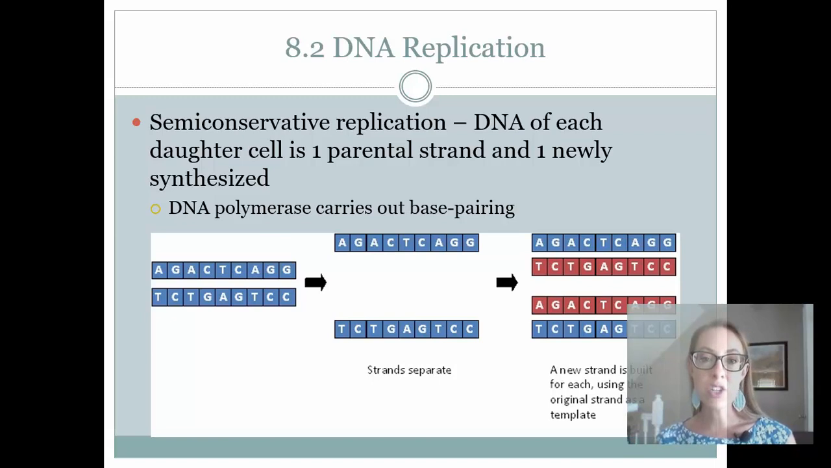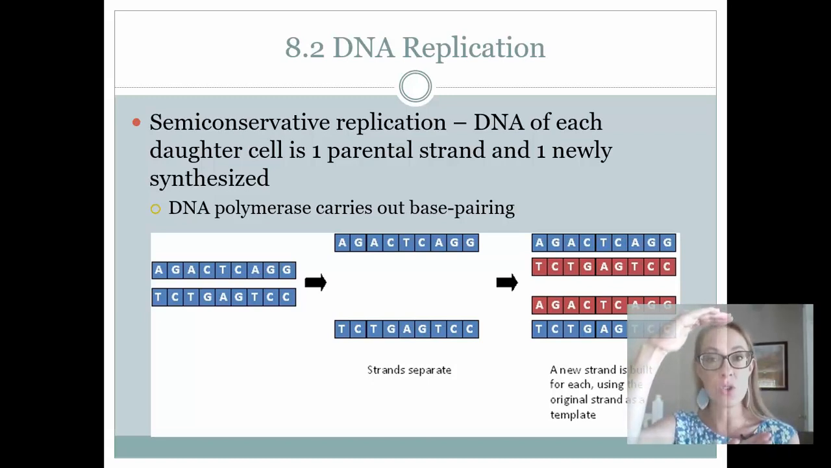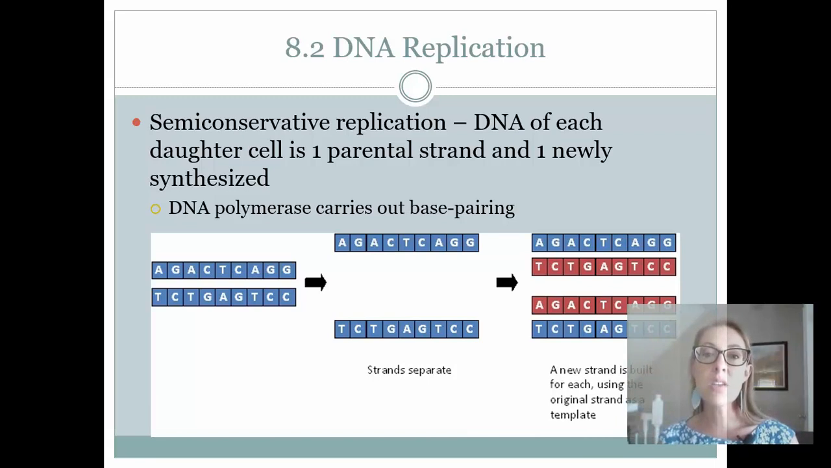Semi-conservative replication refers to the fact that DNA consists of 2 strands, and we're going to separate those 2 strands. And then each of those is going to be used as a parental strand. And we're going to synthesize 1 new strand for each of those parental strands. So that's what we have depicted here. And again, your book doesn't have a simple diagram of this, so I pulled this one off of Google.